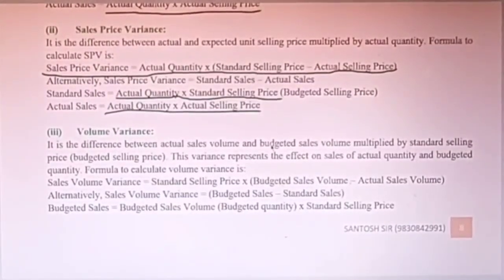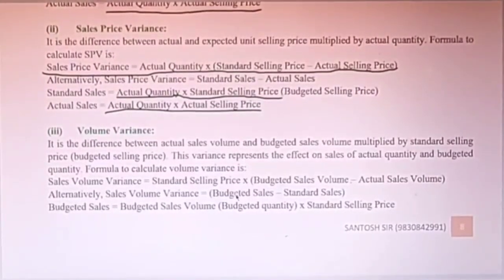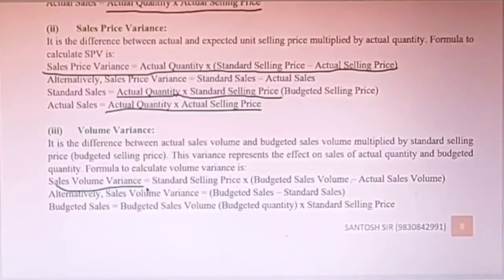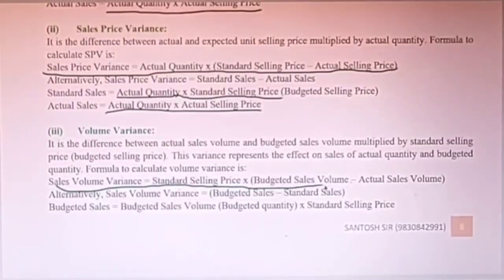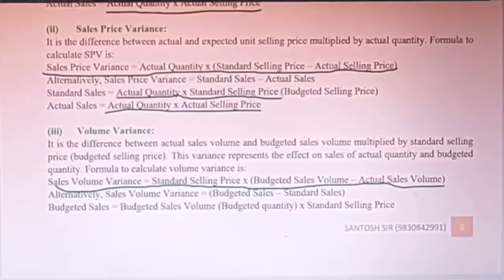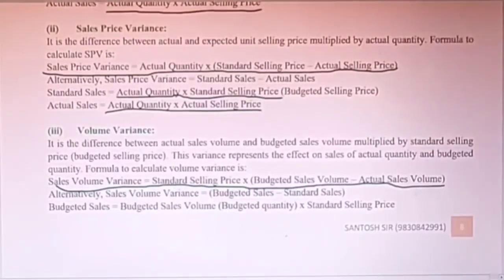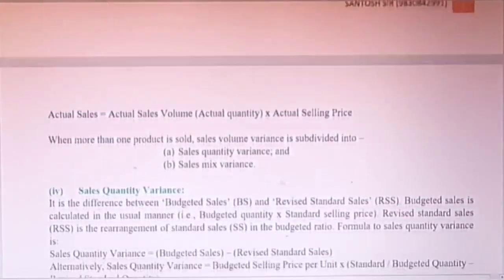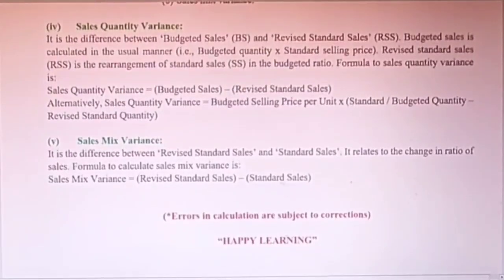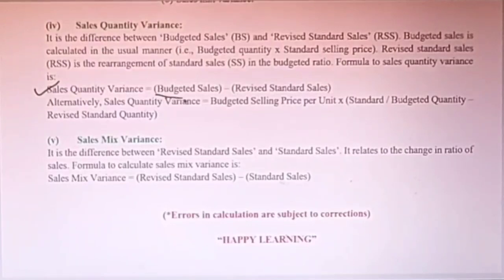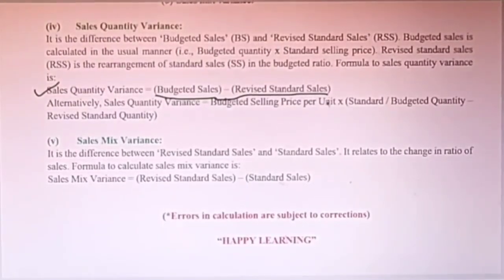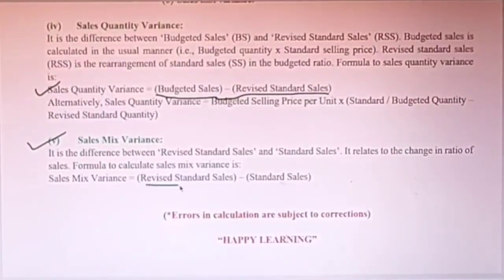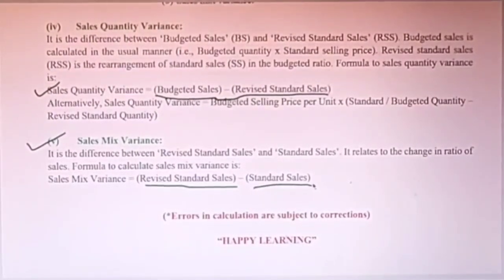Similarly, to calculate the sales volume variance, we use this formula: standard selling price into budgeted sales volume minus actual sales volume. Also write the formulas of budgeted sales volume and actual sales volume. To calculate the sales quantity variance, we use the formula budgeted sales minus revised standard sales. And to calculate the sales mix variance, we use revised standard sales and standard sales.